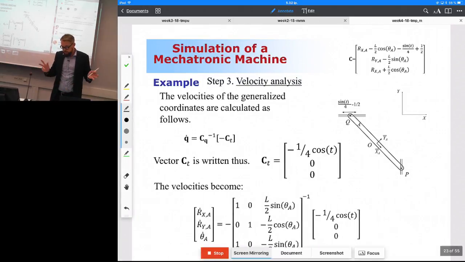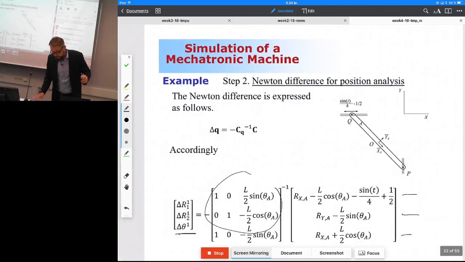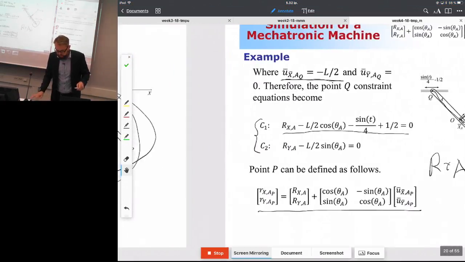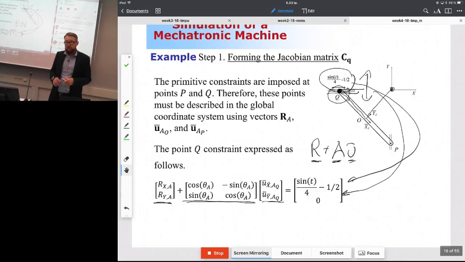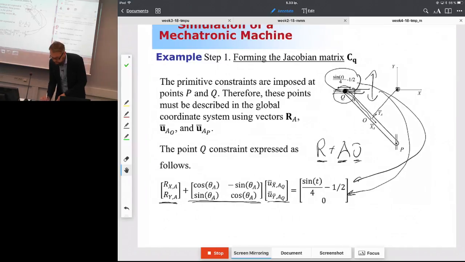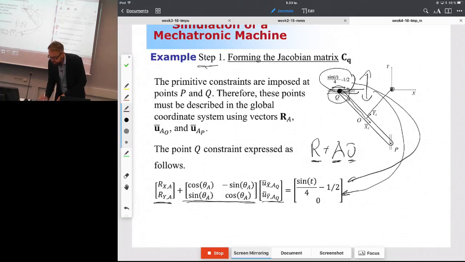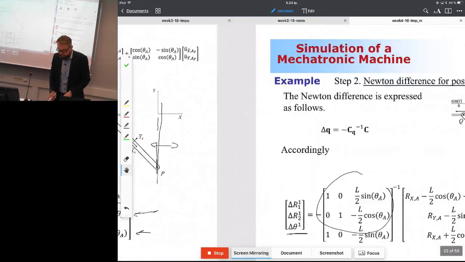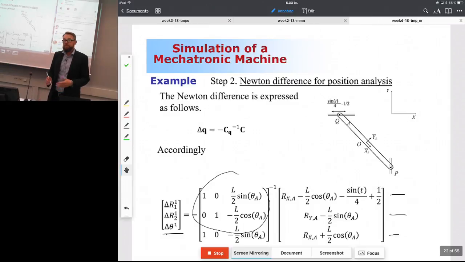All right, look at this, by the way. I have these steps in order to solve the kinematics, so you have to follow a certain number of steps. First step: form the Jacobian matrix, and you know the constraint equations are needed in order to make that happen. That's your first step. Once you have that, the second step is to compute the Newton difference.